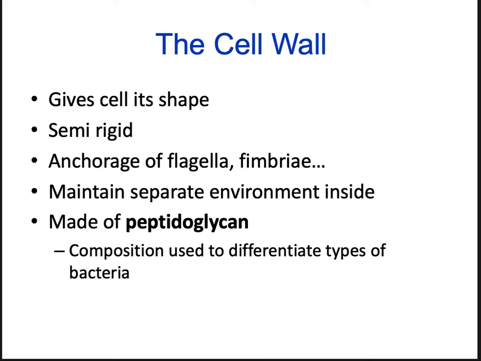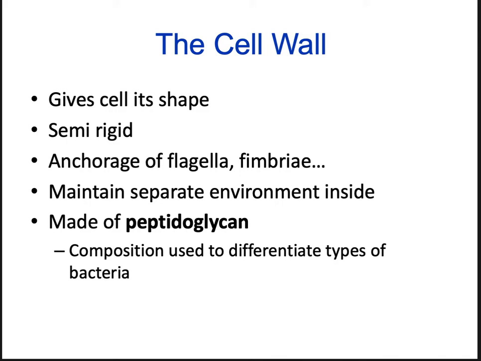So the cell wall gives the cell its shape. It's semi-rigid. It's not completely rigid, but it's definitely more rigid than the flimsy plasma membrane. And I already showed you how it's the anchorage point for flagella, in addition to the plasma membrane also being an anchorage. Other structures like fimbriae, pili, etc. will also attach at the cell wall. Sometimes certain types of bacteria have capsules, which would be on top of the cell wall.